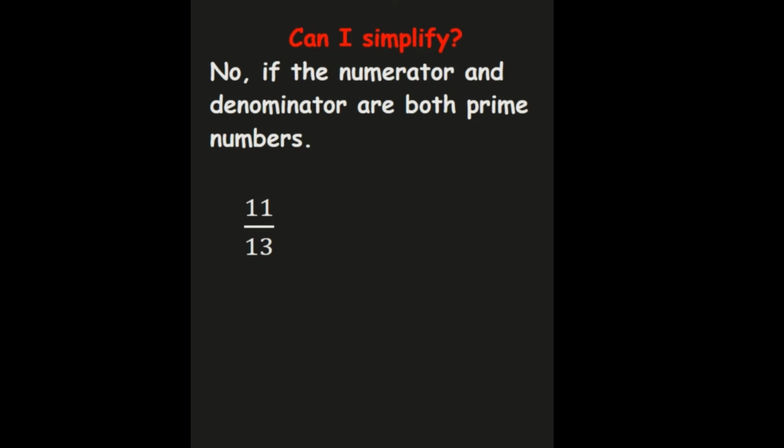Okay, for our next example, we have 11/13, and 11 and 13 are both prime numbers. My rule is I can't simplify if my numerator and denominator are both prime numbers. We can look at why this is the case by factoring both our numerator and our denominator. This goes back to the definition of prime numbers. If a number is prime, it's only divisible by 1 and itself. So the factors are 1 and itself. So the factors of 11 are 11 and 1, and the factors of 13 are 13 and 1.